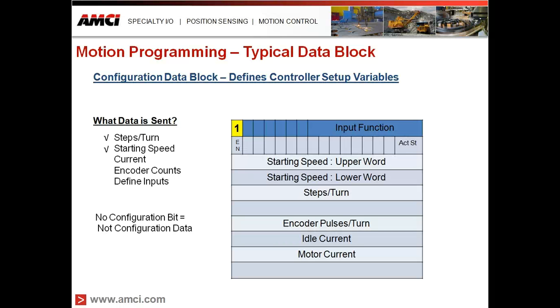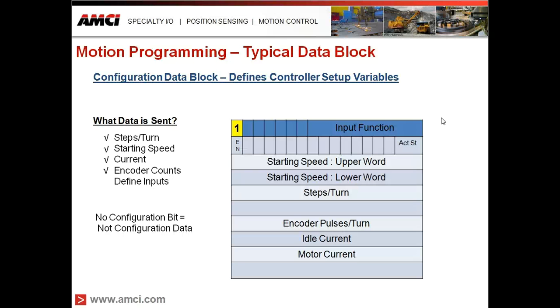We define the starting speed. It's the initial rate at which the device starts moving the motor. In this particular case, we define the starting speed in steps per second. You also define the current. When we define the current, we're defining the running current of the motor and also the idle current of the motor. The idle current is a feature where, when the motor is at rest, the controller can reduce the amount of current going to the motor, which helps reduce motor heating, save energy, and extend motor life.